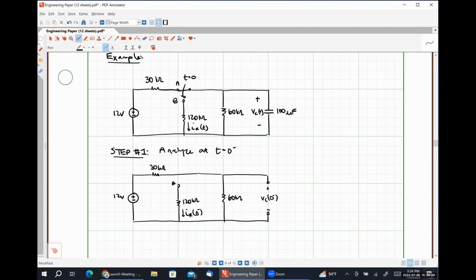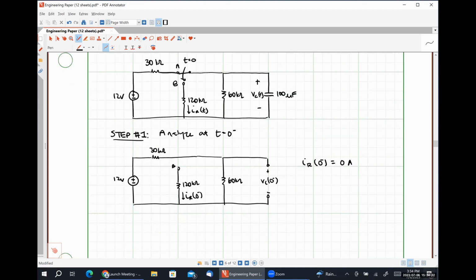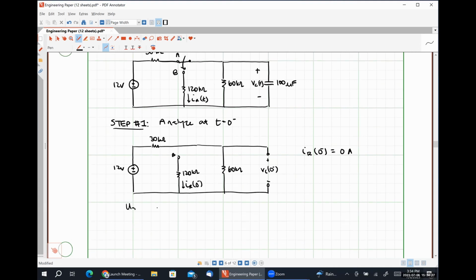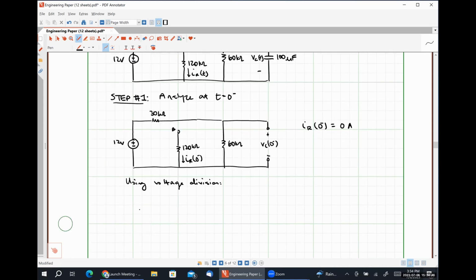So hopefully we can see that IR at 0 minus in this particular case must be 0 amps because that resistor is open circuited, so no current can flow through. To find VC, I am going to choose to do voltage division here. So VC at 0 minus is going to look like 12 volts times 60 kilo ohms over 30 kilo ohms plus 60 kilo ohms. So 2/3 times 12, I believe, is 8 volts.